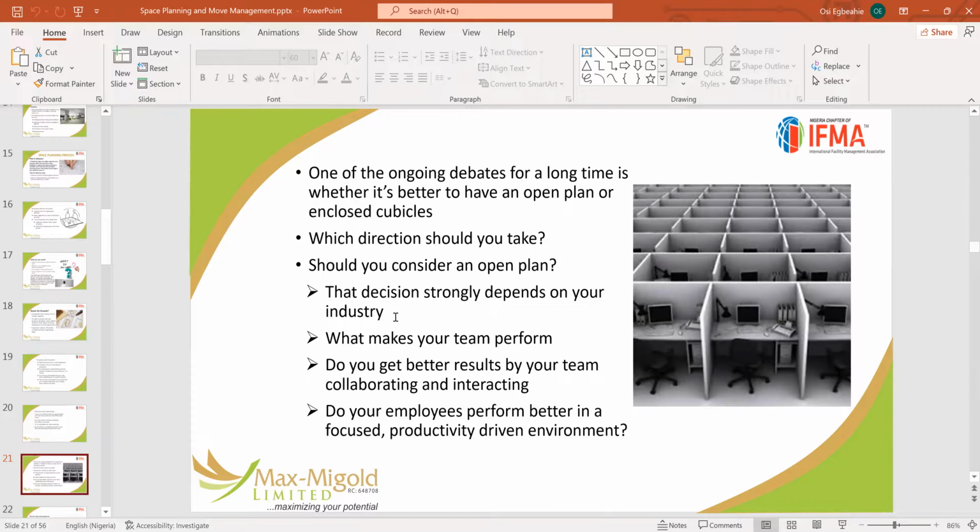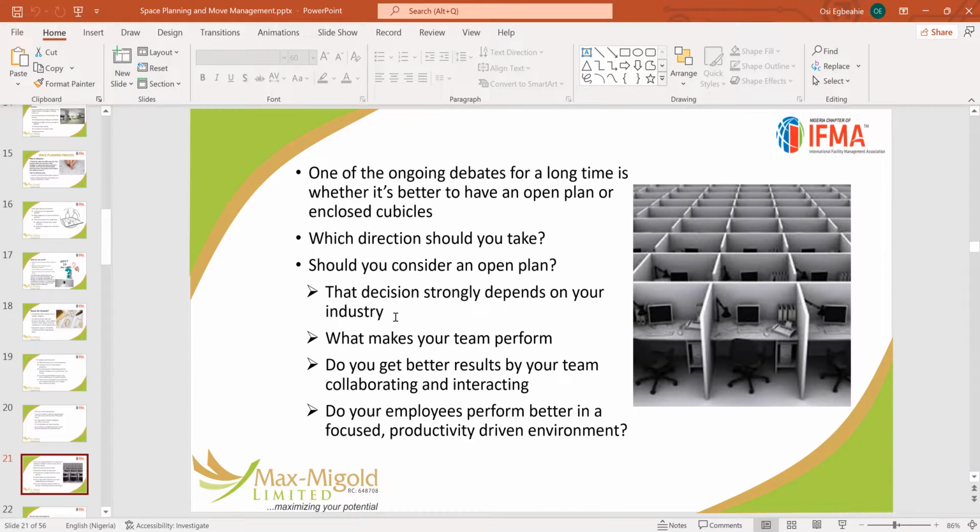One of the ongoing debates for a long time is whether it is better to have an open plan or enclosed cubicles. Which direction should you take? It depends on the office's policy. Most of the time they tell you exactly what they want. Should you consider an open office plan? That decision depends strongly on the industry and how the industry works.